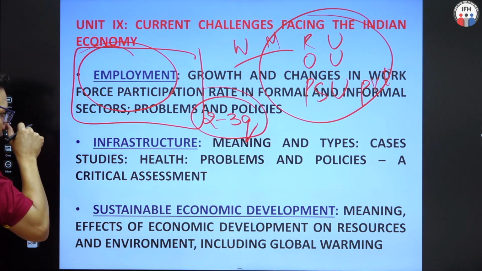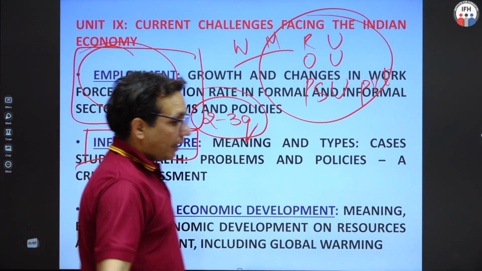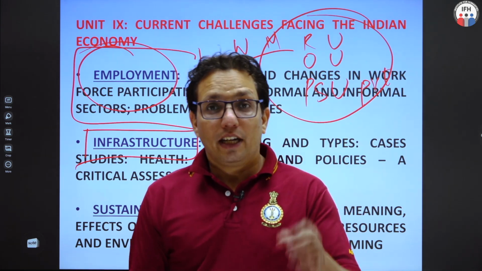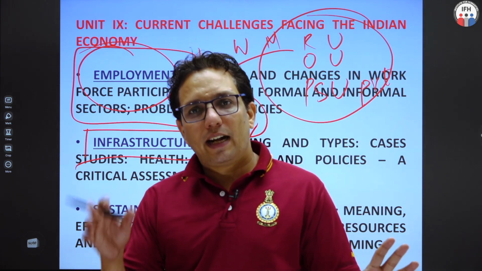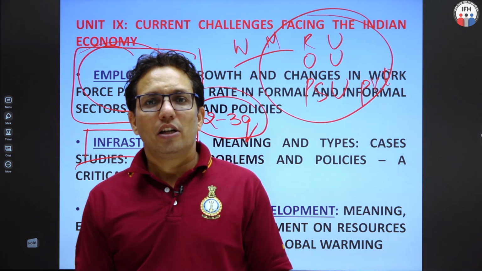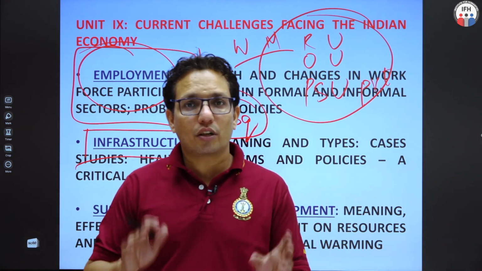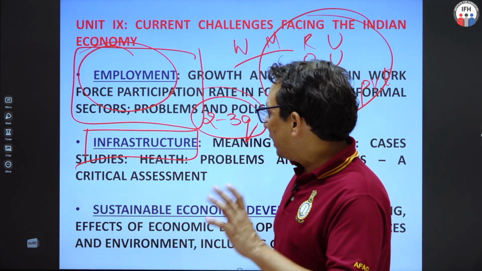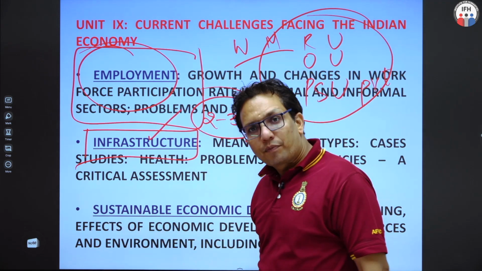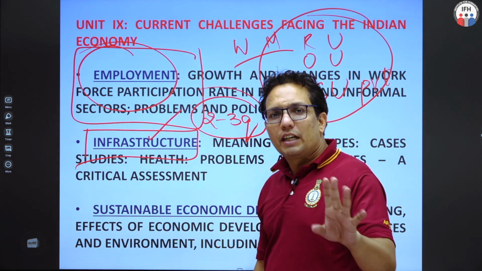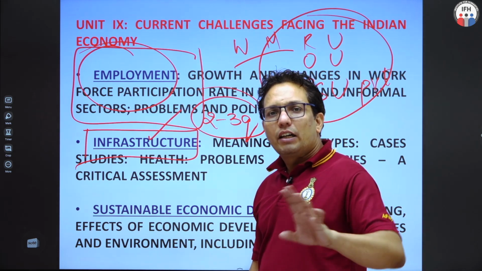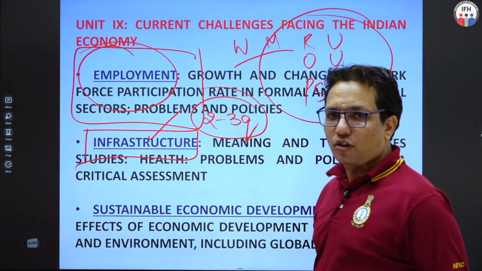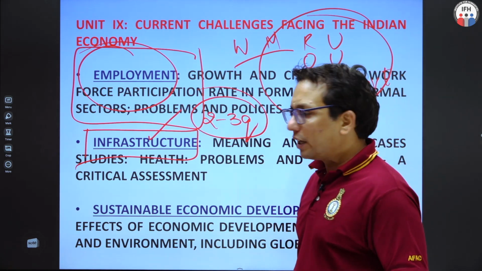Next chapter will be infrastructure. We can divide infrastructure into 2 parts: physical infrastructure, or economic infrastructure, and social infrastructure. In physical infrastructure, we have roads, railways, ports, airports. In social infrastructure, we have schools, hospitals, colleges. In this chapter, we'll discuss both: what economic or physical infrastructure is, what social infrastructure is, and their advantages. Then we'll focus more on energy and health infrastructure.